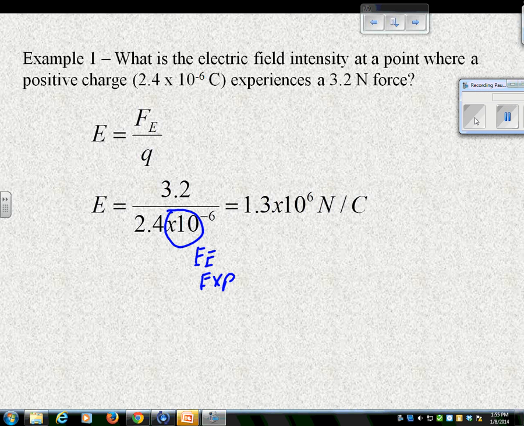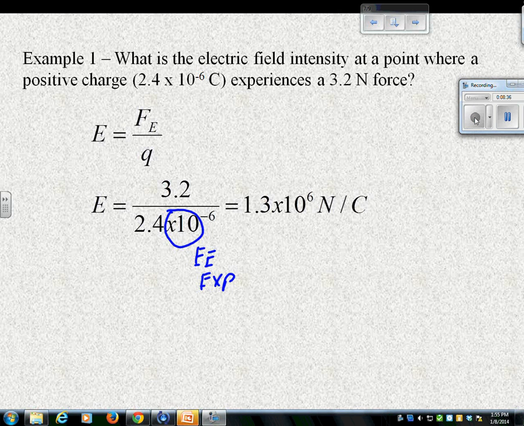What does this answer mean? It means that for every coulomb of charge, it's going to get 1.3 times 10 to the 6, or 1.3 million newtons. That's a lot of force. What does that tell you about what a coulomb is? This is a very tiny amount, 2.4 times 10 to the minus 6 coulombs. 1 coulomb of charge is a lot of charge.